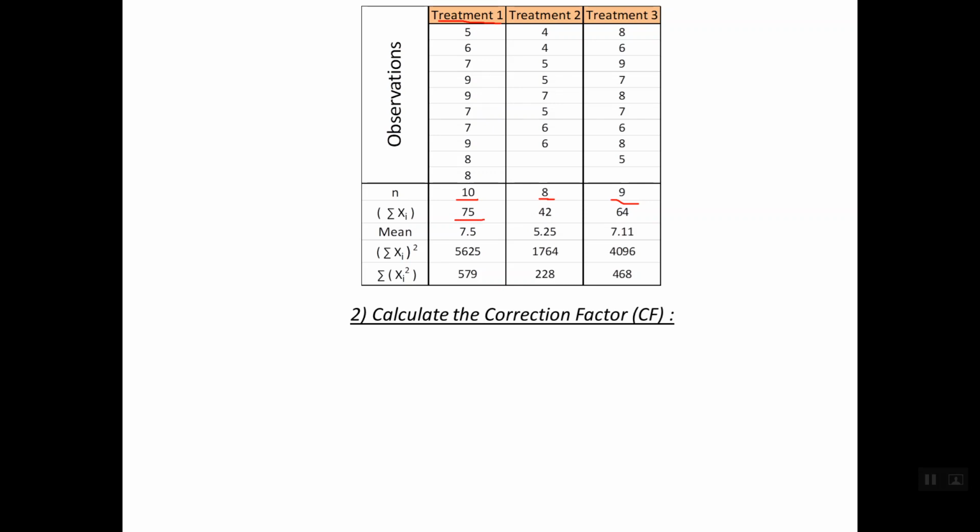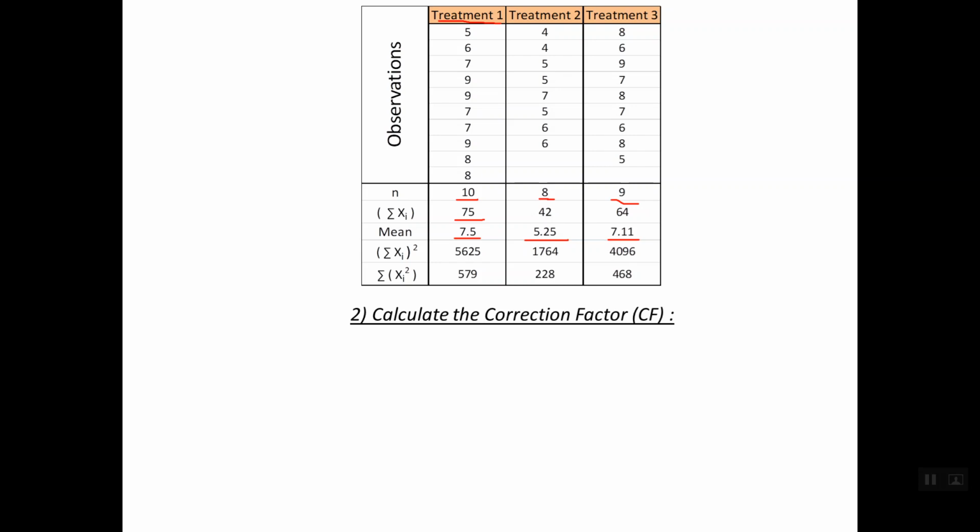So we can simply calculate the mean for treatment number 1. It is simply dividing 75 by 10, so we get 7.5. For the other treatments, the mean for treatment number 2 is 5.25, and for the third one it is 7.11.